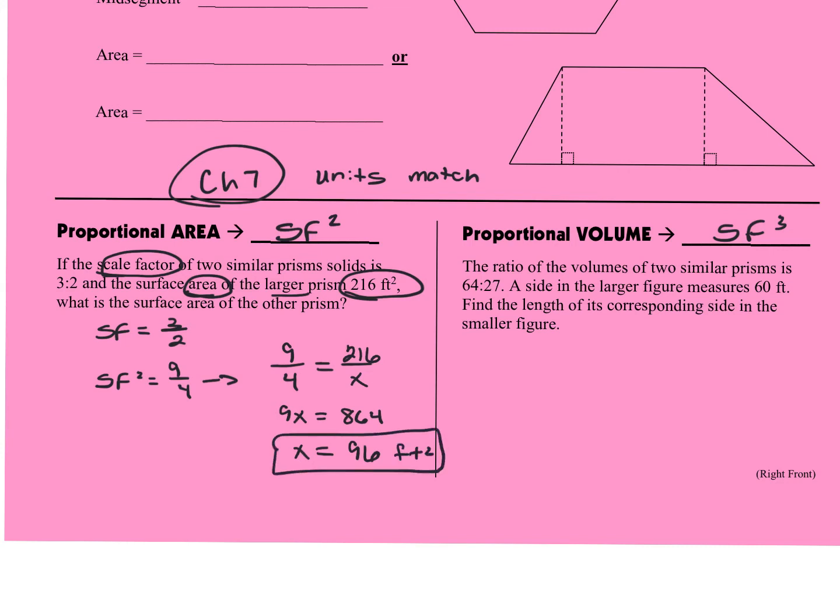We can take a look at another example here related to proportional volume. On this problem, I started you off with the ratio of the volumes. So back here, I started you with the scale factor. Here, I'm going to start you with the ratio of the volumes. So if we start with the ratio of the volumes of 64:27, that means I've started you with the scale factor cubed of 64:27.